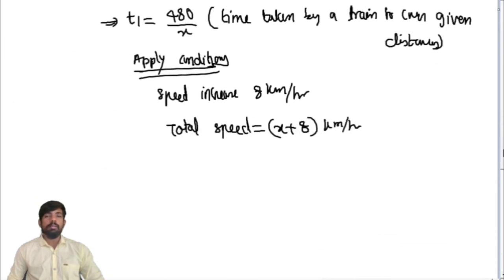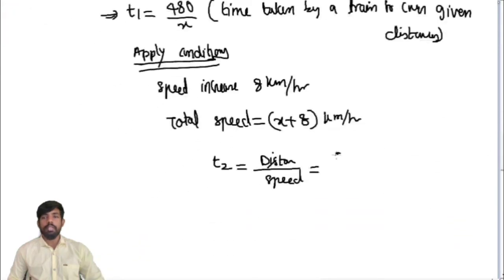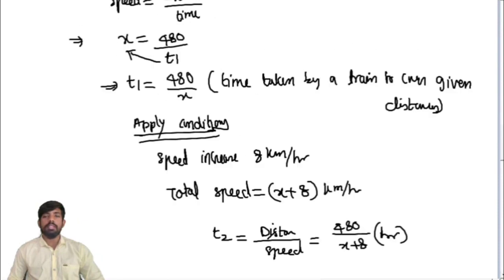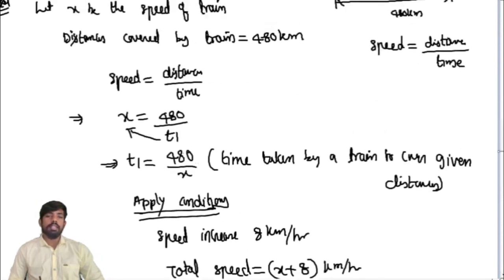Time t2 is equal to distance by speed. The distance covered is 480 kilometers, which is a constant. The speed is x plus 8. So t2, the time, is 480 by x plus 8 hours. This is in hours, and so is t1.